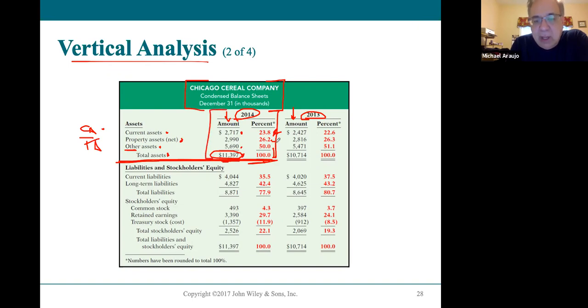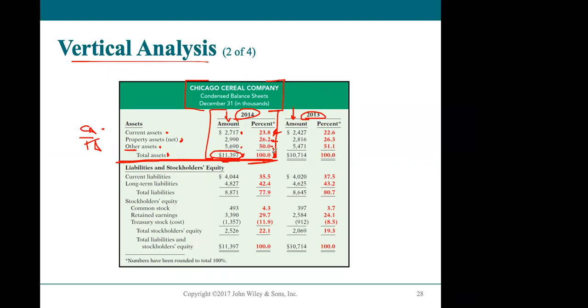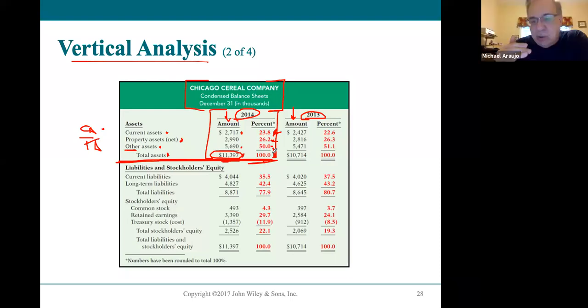Okay. So when you look at just the assets for 2014, 23.8% of all the assets are current, 26.2% of all the assets are property assets, and 50% of all the assets are other. 23.8 plus 26.2 plus 50 is 100. They are going to add themselves down. They're doing the exact same thing for the total assets for this year.